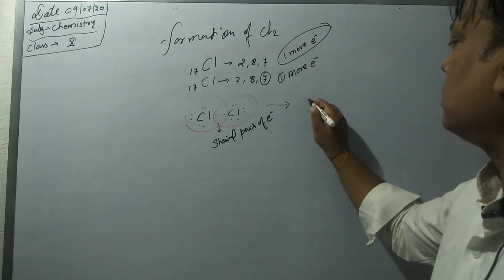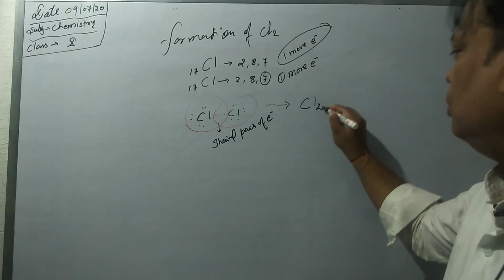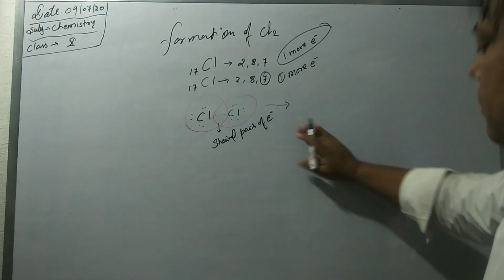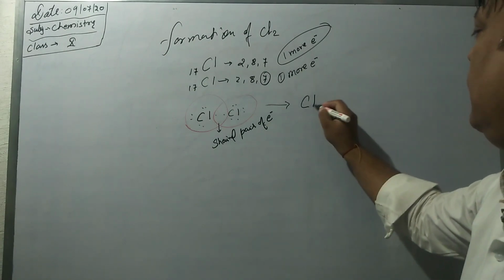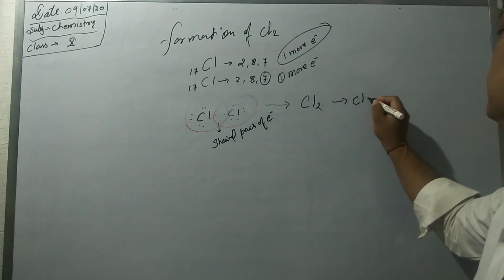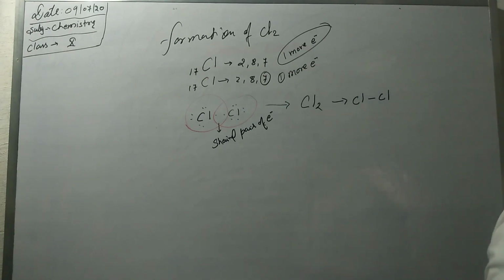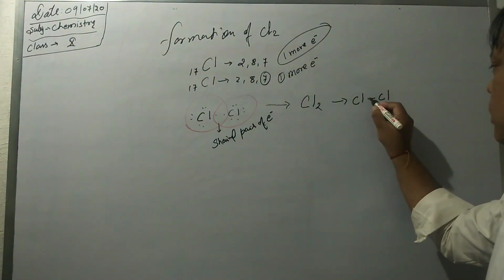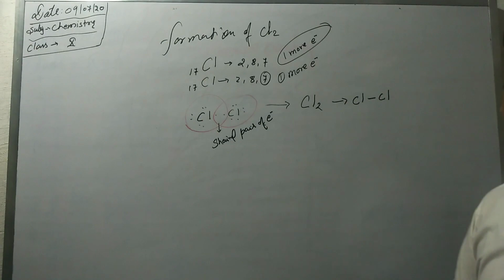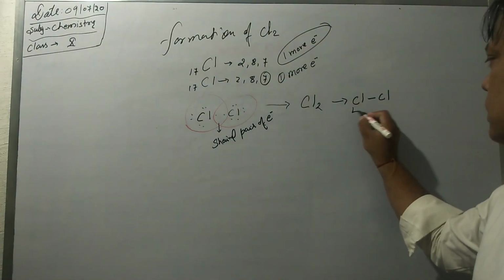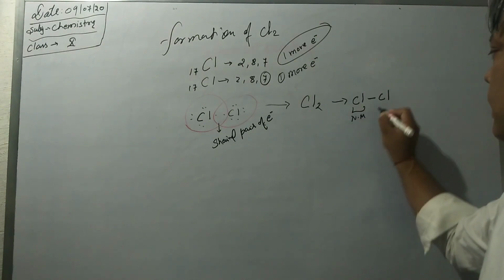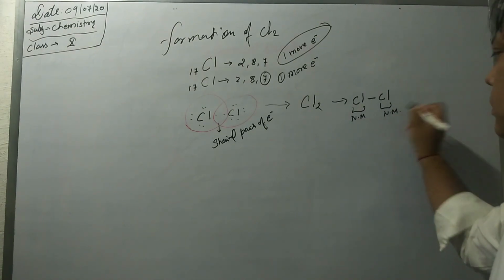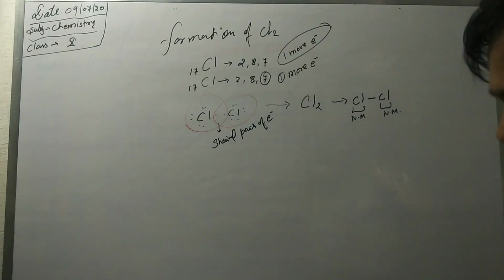Now it becomes Cl2, or you can write Cl single bond Cl. That single bond represents one shared pair of electrons between these two atoms. This is a non-metal and it is also a non-metal, right?